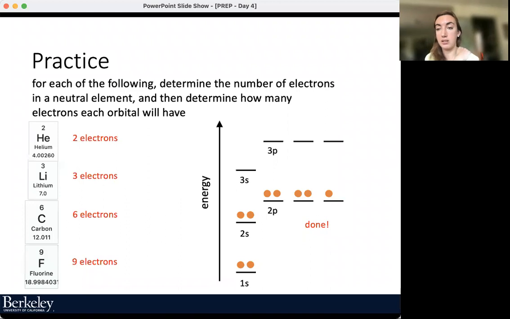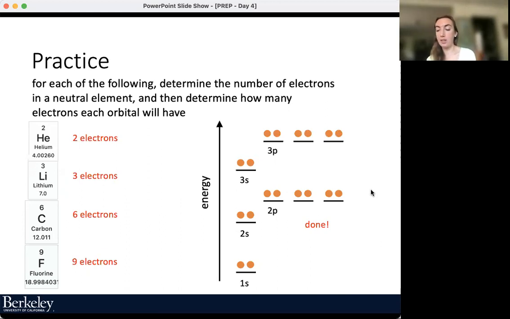Anybody have any questions on what we've done so far? Okay, so just to finish the animation, if I had asked you about other elements that have a higher number of protons, this is the order that we would stick them in there. Does this make sense?